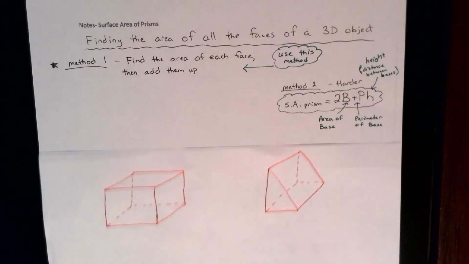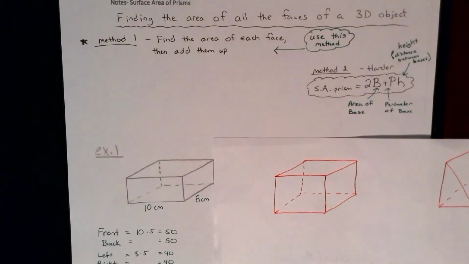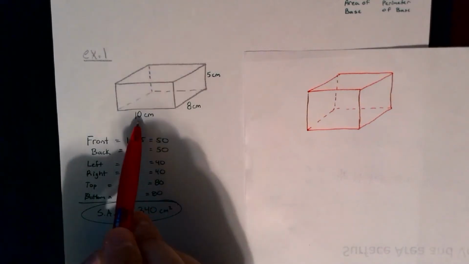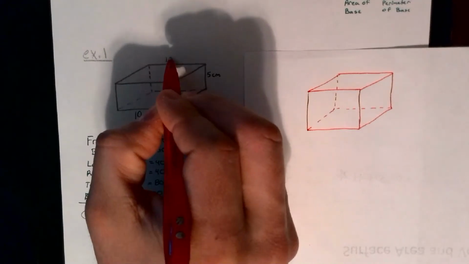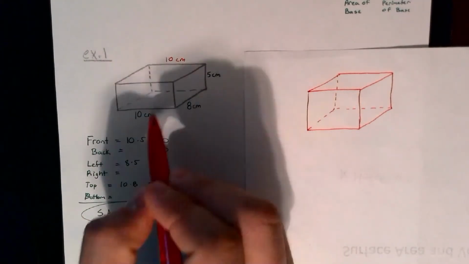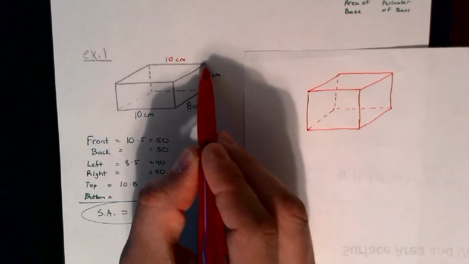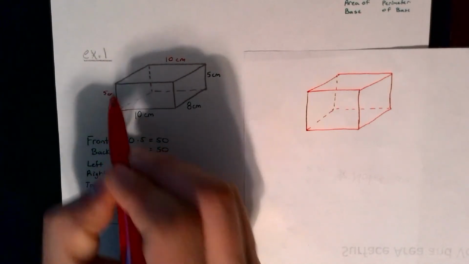All right, so let's look at example 1 here. It's already drawn for you. You have a rectangular prism. If this side is 10, you also know that side is 10, and that side is 10, and this side is 10 here, right? If this is 5, then you know this is 5, and you know this is 5, all the way around.